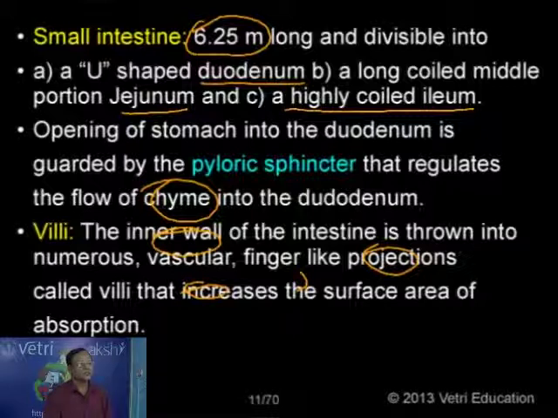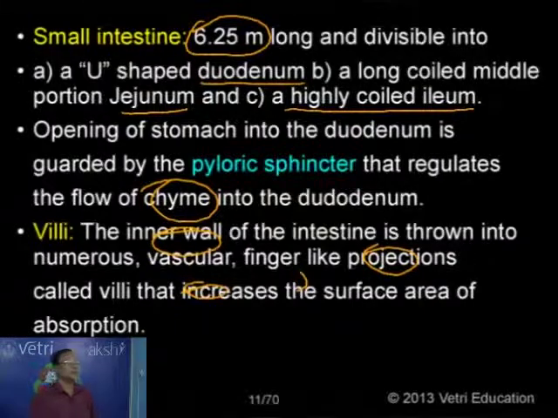The main function is to increase the surface area of absorption. So in order to increase the surface area of absorption, they have folds. That is, the small intestine has folds, and these folds are nothing but villi, the unit of absorption.